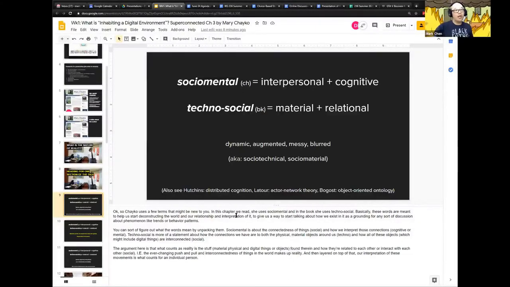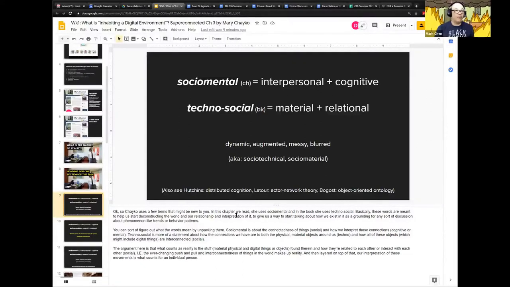But her book actually talks about techno-social, which is a slightly different term and isn't actually covered that much in the chapter. But techno-social, if you look at academic literature, sometimes the two words are switched to reverse, social technical.